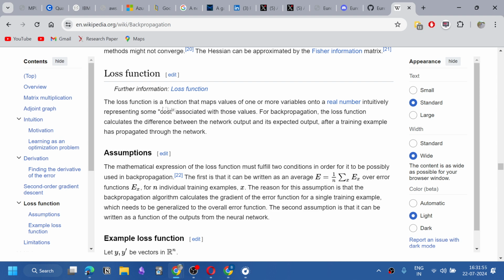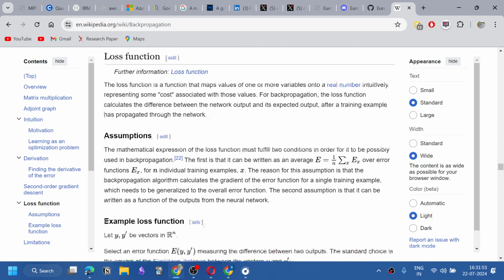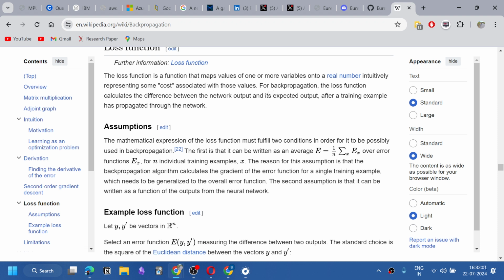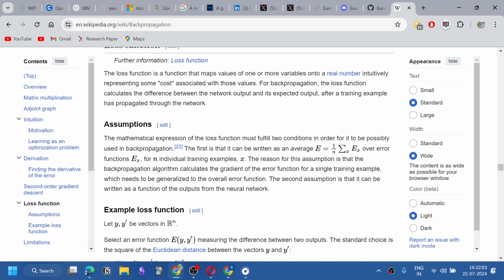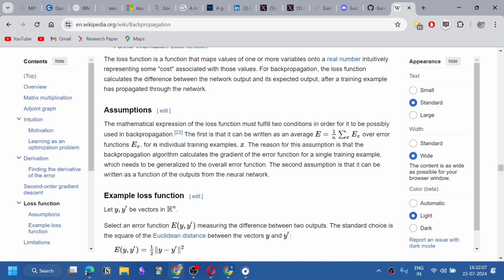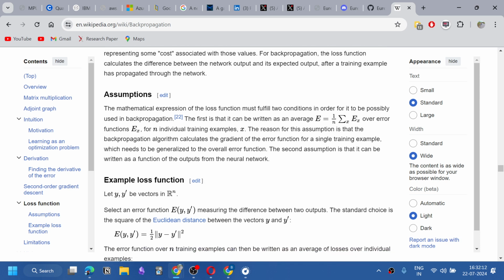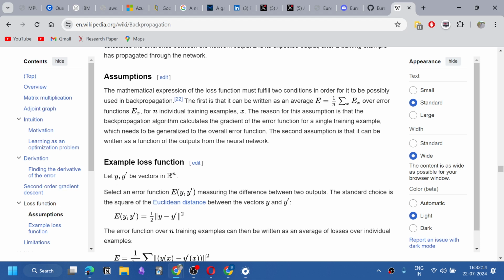The loss function is a function that maps values of one or more variables onto a real number intuitively representing some cost associated with those values. For backpropagation, the loss function calculates the difference between the network output and its expected output after a training example has propagated through the network.